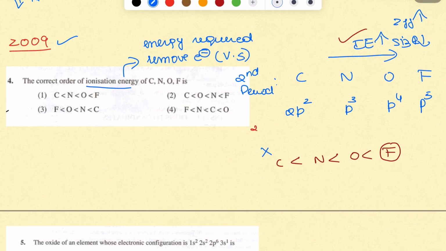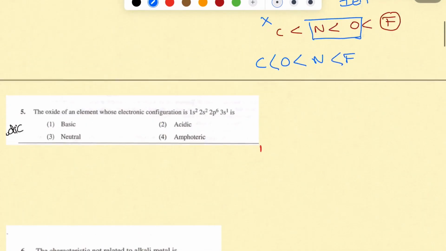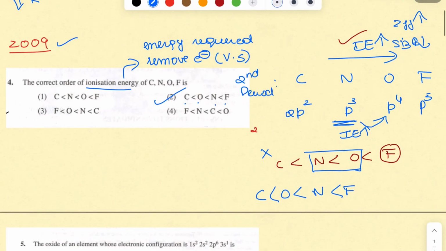This is not true. Here there is a change. Nitrogen has a half-filled configuration, and a half-filled configuration is more stable and requires more energy to remove an electron than that of oxygen. So the correct order is fluorine, next comes nitrogen, oxygen, then carbon. So the order is carbon, oxygen, nitrogen, fluorine. So the option is second.